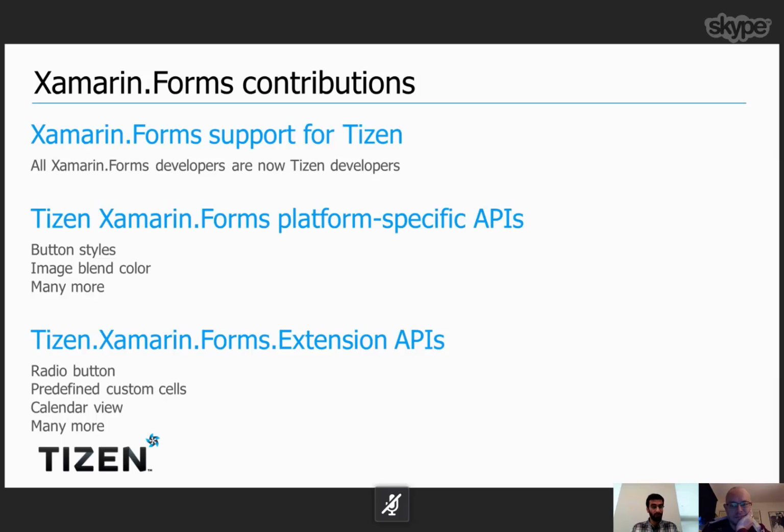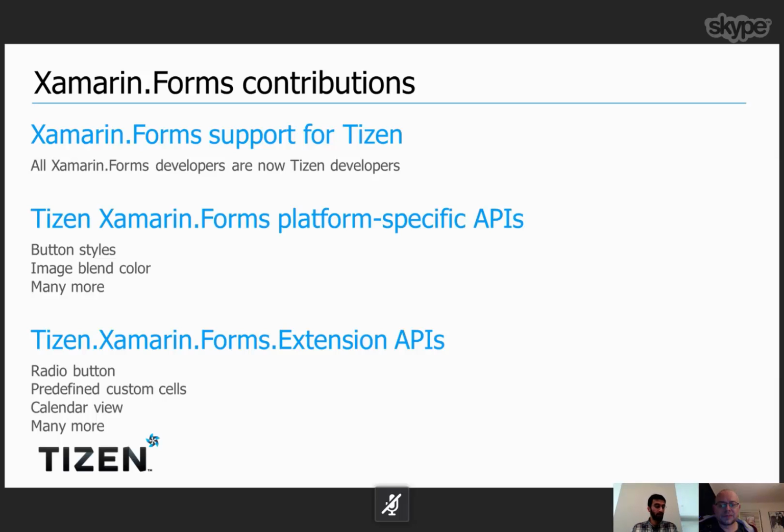Furthermore, as some of you may know, Xamarin Forms also allows platform-specific APIs to be added, and we have contributed some of these as well. So, for example, on Tizen, you can modify the style of a Xamarin Forms button or change the blend color of a Xamarin Forms image. These platform-specific APIs are not available yet. You'll be able to add this functionality to your applications after changes to support these are merged into Xamarin Forms core. But we also have Tizen Xamarin Forms extension APIs, and you can use these.